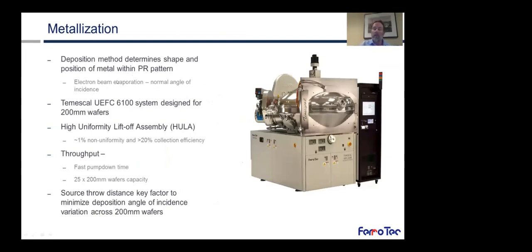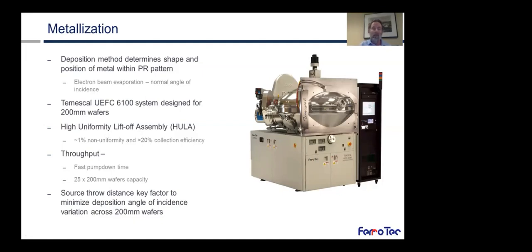Now, electron beam evaporation happens to have key geometrical advantages for getting normal angled incidence across a wafer. So we're using the Temescal UEFC 6100 system that's specifically designed for 200 millimeter wafers. It has a high uniformity liftoff assembly, and achieves approximately 1% non-uniformity with greater than 20% collection efficiency.